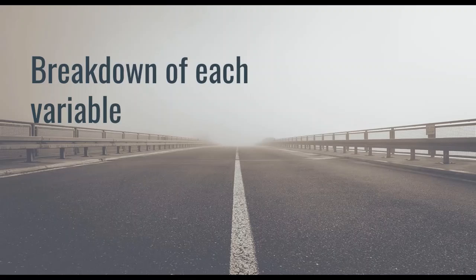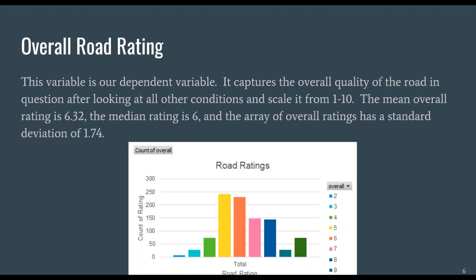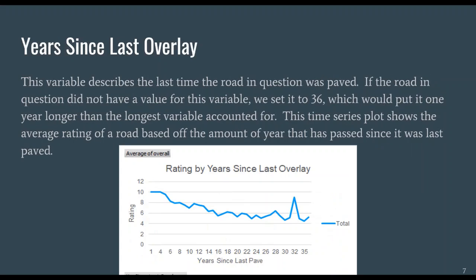So, the breakdown of each variable. Start with the overall road rating. Scale of 1 to 10, the mean overall rating is 6.32, the median rating is 6, and the standard deviation is 1.74. A year since last overlay. This variable describes the last time the road in question was paved. If we did not have a value for this variable, we set it to 36, which is 1 year longer than the longest year listed in our data set.